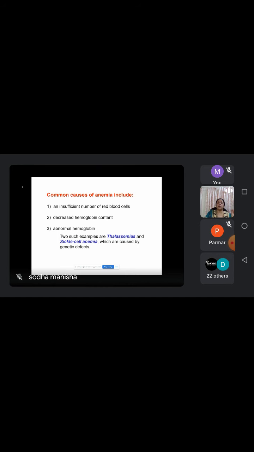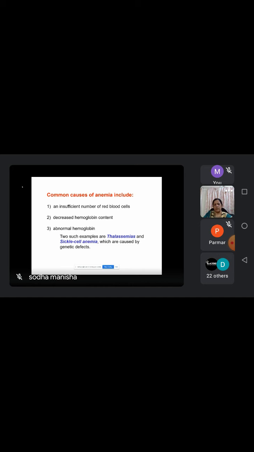Next type of anemia is nutritional anemia. Nutritional anemia results due to the deficiency of iron, folic acid, vitamin B12 and protein in the diet. Among them, iron deficiency anemia and vitamin B12 deficiency anemia are very common.